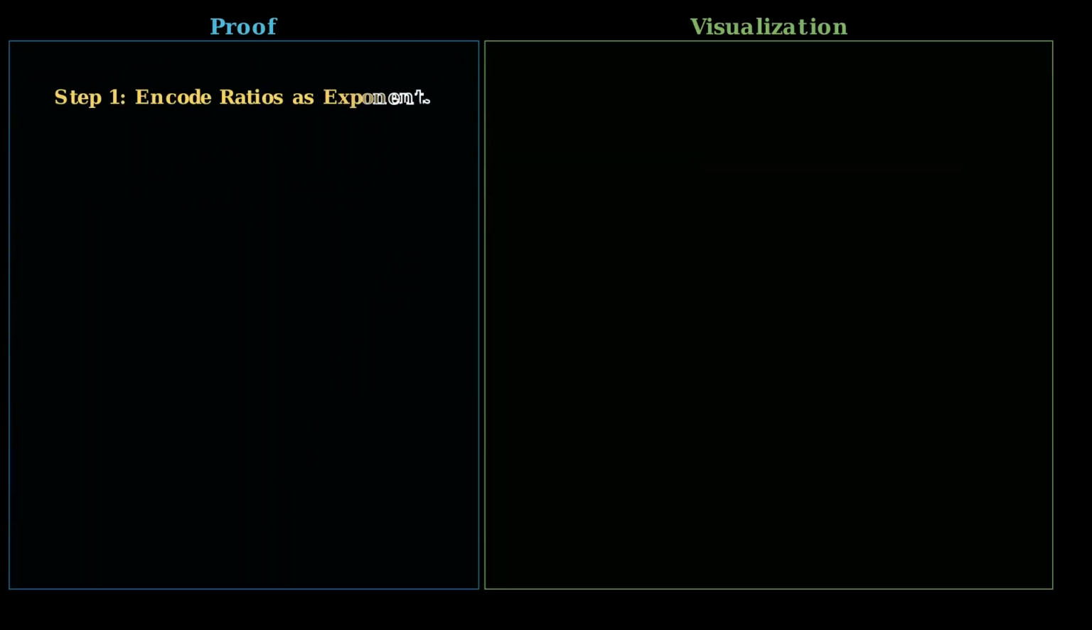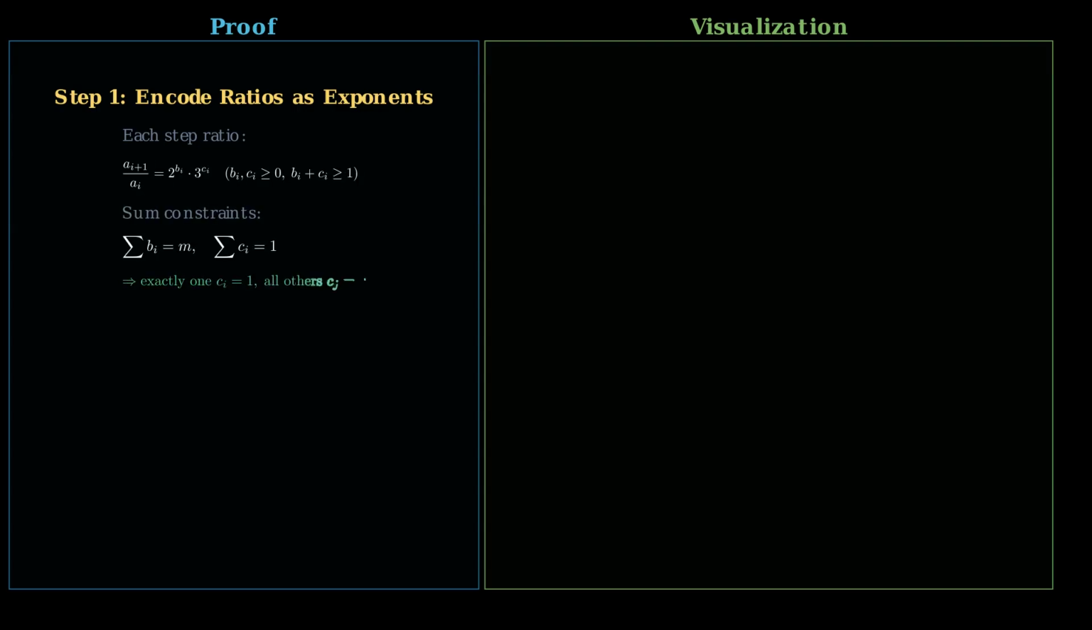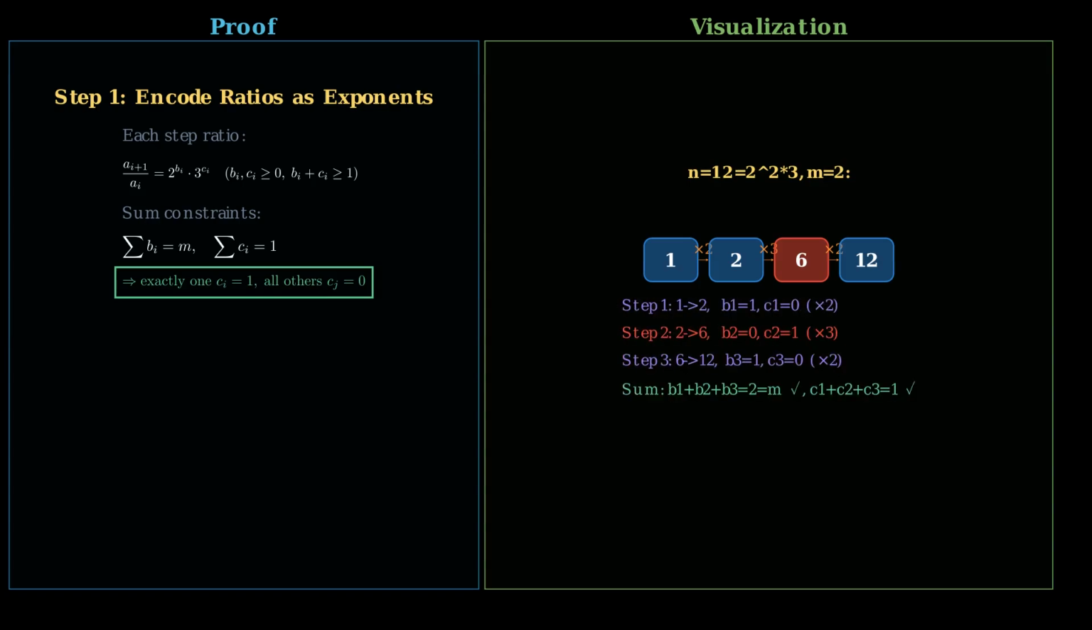Step 1. Encode each chain by the step ratios. Each ratio a_(i+1) over a_i equals 2^(b_i) times 3^(c_i), with b_i and c_i non-negative and not both 0. The total power of 2, the sum of b_i, equals m. The total power of 3, the sum of c_i, equals 1. So exactly one step has c_j = 1. All others have c_i = 0.